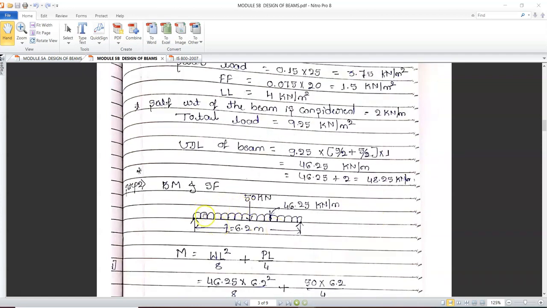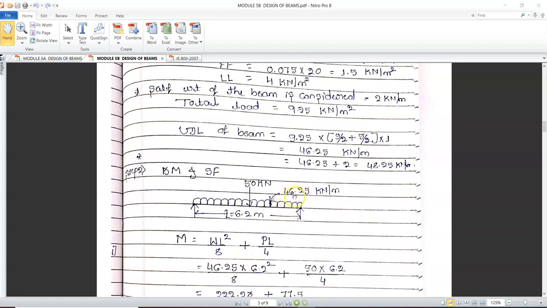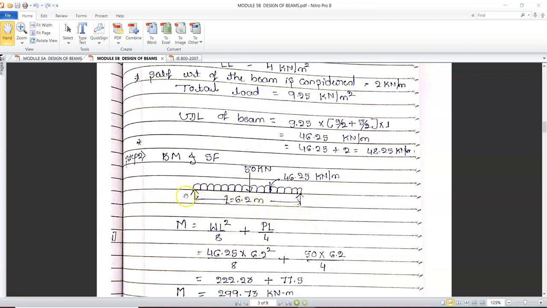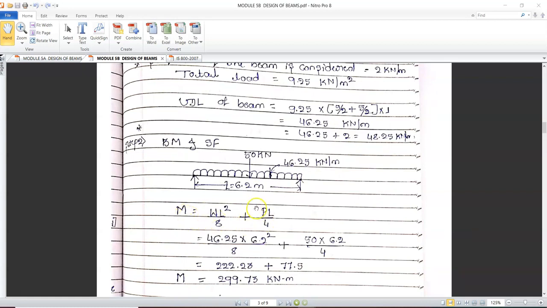Now drawing that beam. This is a beam subjected to a UDL of, sorry, there is a mistake. It has to be 48.25, not 46.25, kilonewton per meter. It is also given in the problem that there is a load of 50 kilonewton acting at the center, and the span of the beam is 6.2 meter, which is already calculated. Since it is a simply supported beam, the bending moment will be maximum at the center. So now calculating the maximum bending moment in the beam.